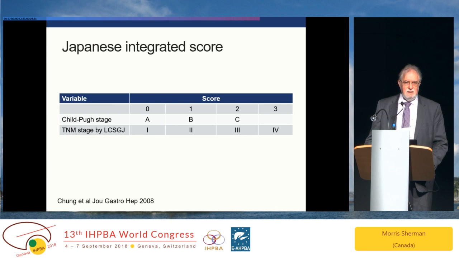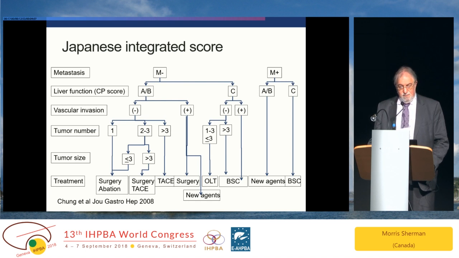In Japan, where they see an awful lot of liver cancer and have been active in the field for many years, there are several different scoring systems available. Here is the Japanese integrated score, which is really quite simple. It's the anatomical extent of the tumor and the Child-Pugh stage. Simple in concept, but not simple in execution, because as you can see from this graph, it's actually pretty complex. This scheme was developed on the basis of expert opinion, rather than on the basis of a Cox regression analysis.